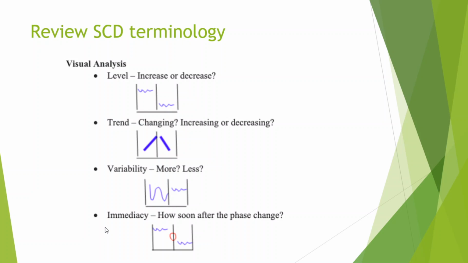Immediacy, how soon after the phase change. In a single case design, a key thing that we want to see is that once the intervention is implemented, we want to see an immediate change between baseline and intervention phases. It should look something like this graph, where, for example, this is problem behavior. There's an immediate decrease in problem behavior between the baseline and intervention phase.